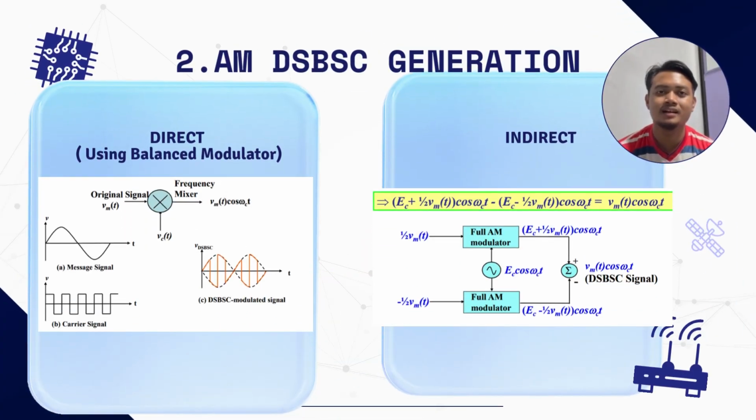Next is AM double sideband suppressed carrier. It removes the carrier entirely, improving power efficiency. For direct double sideband suppressed carrier, a balanced modulator is used to cancel the carrier and leave only the sidebands. The indirect method also produces double sideband suppressed carrier, but it may involve additional filtering or phase shifting before transmission.